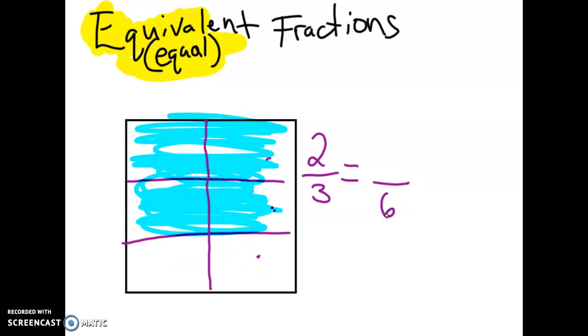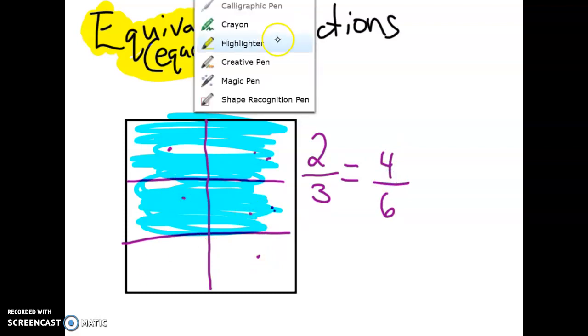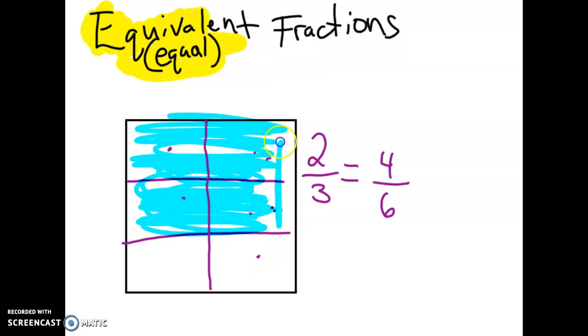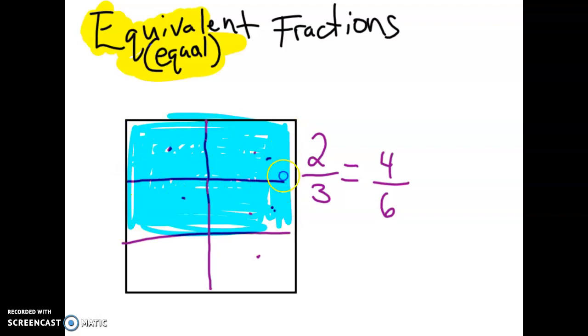If you look now, my numerator is 1, 2, 3, 4. You'll notice the blue shade did not change. I did not change what I shaded in blue. If anything changed on the blue, it would not be an equivalent fraction. But because we cut our thirds in half, we now have a new denominator.